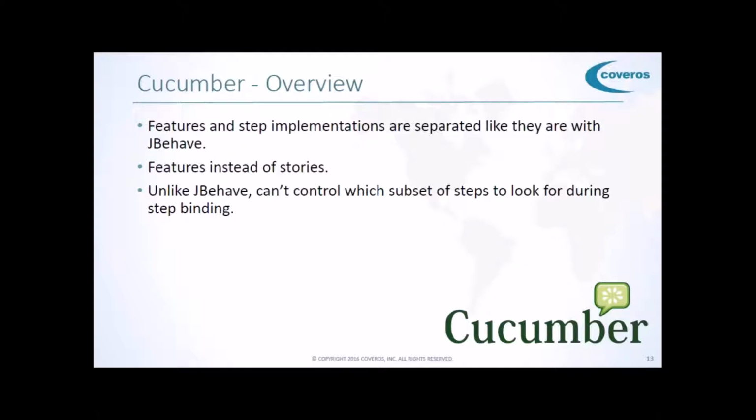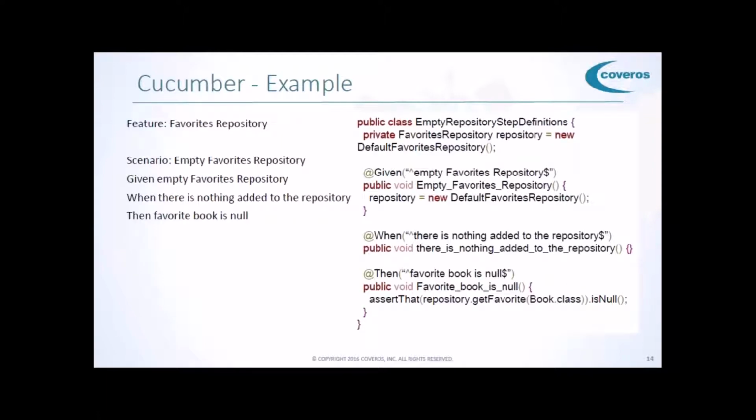The feature and step implementations are separate. We use the term feature instead of story. However, unlike with JBehave, there's a little difference in how you control which steps bind to which methods. So here's an example. It looks a lot like the example for JBehave. We have a feature on the left, again, a slight terminology difference. And then on the right, we have the implementations, and they look fairly similar as well.